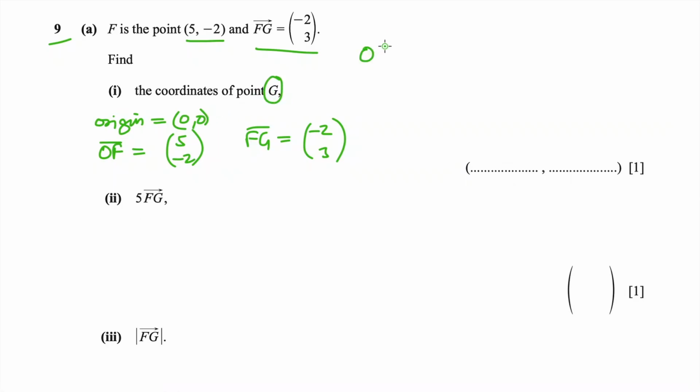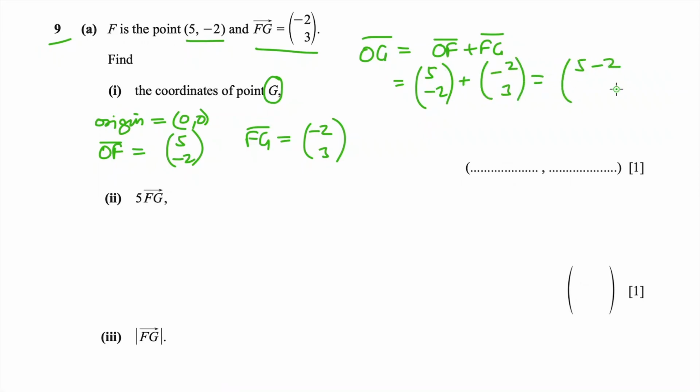So what do I know? OG bar is equal to OF bar plus FG bar. That is equal to (5, -2) plus (-2, 3), which is nothing but (5 - 2, -2 + 3). And this value is equal to 5 minus 2 is 3, minus 2 plus 3 is 1. And so the point G is (3, 1). That is how you solve it.